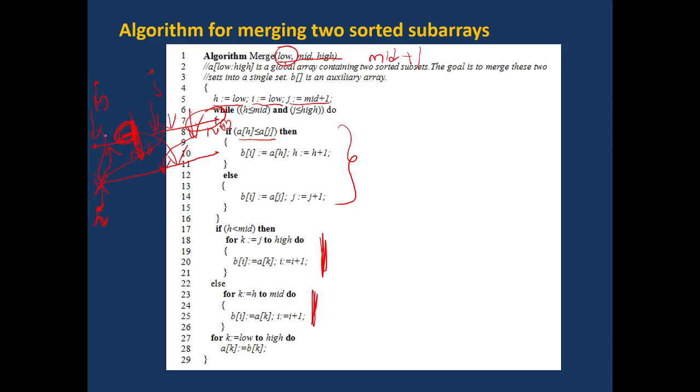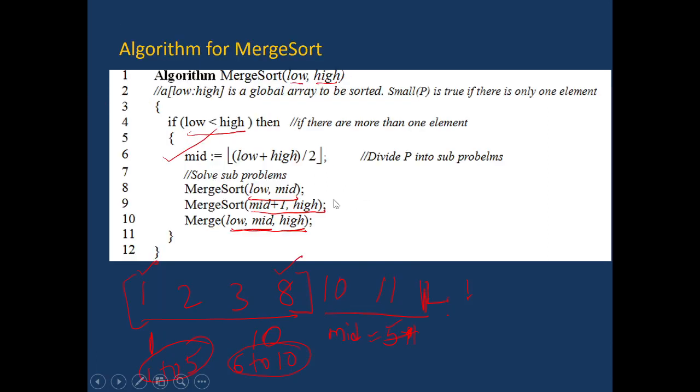In that way, we will compare number by number and keep the answers in the temporary array. After keeping all the elements into the temporary array B, we'll keep the answers again into the original array A. So this is the merge algorithm. Both of these will give you the MergeSort algorithm.